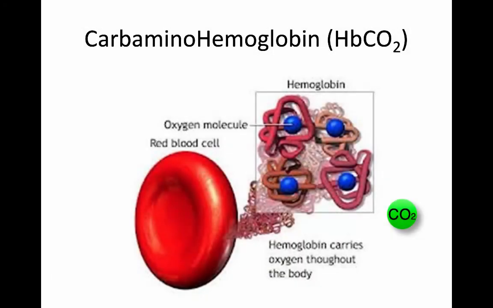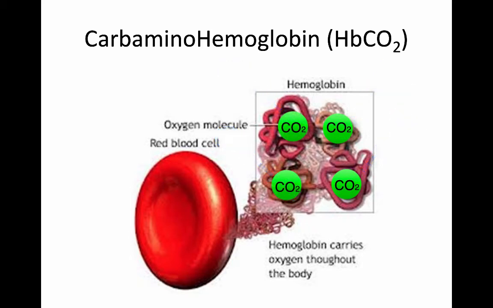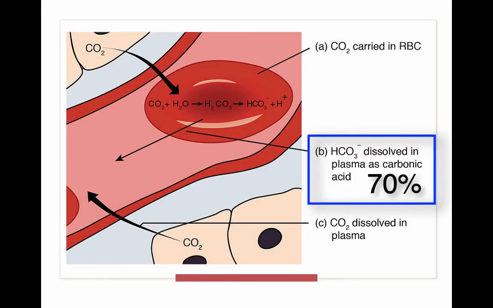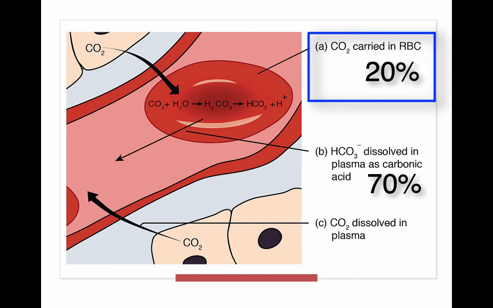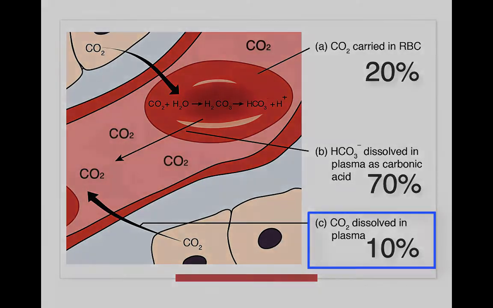Another 20% of carbon dioxide will actually compete with oxygen directly for the heme on hemoglobin. This will also force oxygen to leave the red blood cell and enter plasma at tissue. We call this carbon hemoglobin complex carbonyl hemoglobin. While 70% of carbon dioxide travels to the lungs as dissolved carbonic acid or bicarbonate ion, 20% as carbonyl hemoglobin, the last 10% travels to the lungs simply as dissolved CO2 in plasma.